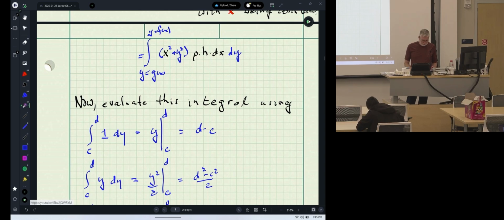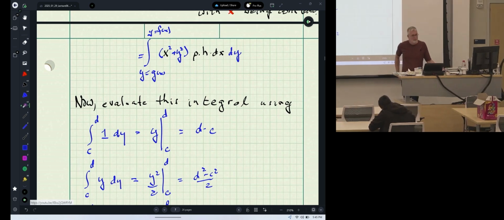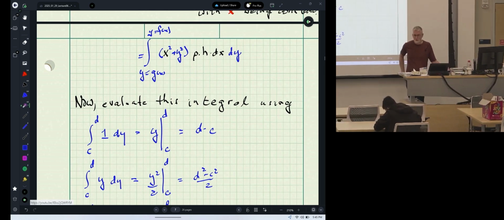So in this, your c is g of x and your d is f of x, right? That's what you're plugging in. I see dancing fingers, I see dancing hands.